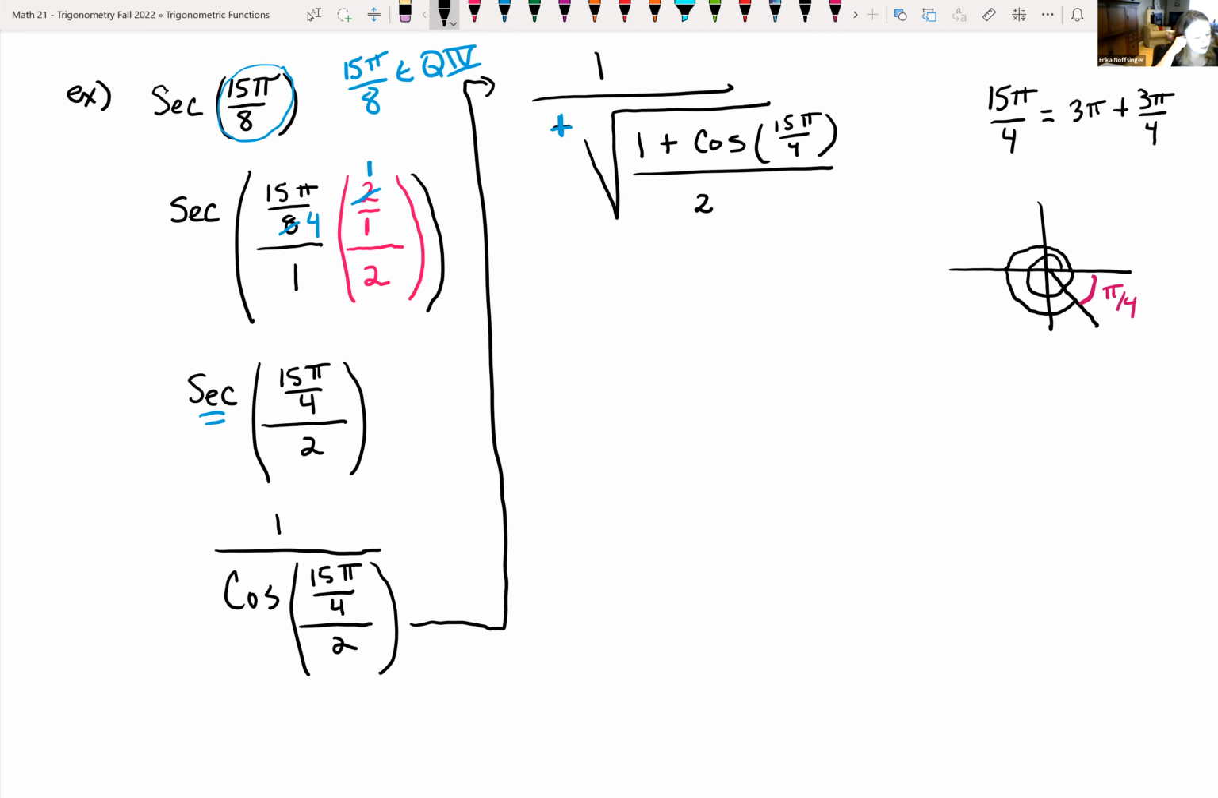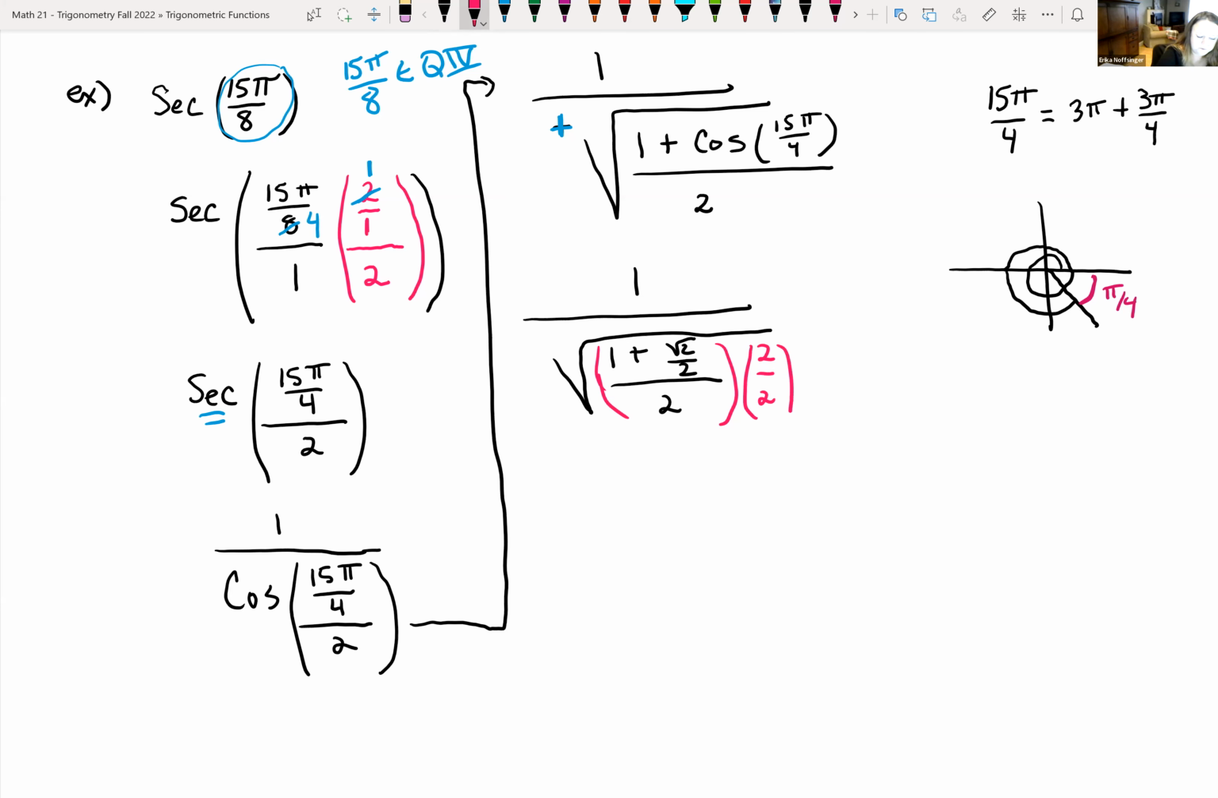Okay, so now we can continue to evaluate. So we have 1 all over the square root of 1 plus cosine of reference angle pi fourths, that's root 2 over 2. We're in quadrant 4, cosine is positive. So plus root 2 over 2, all over 2. So clearing the fraction underneath the radical, we can multiply by 2 over 2. Distributing that 2 over 2 in the numerator of that fraction gives us 2 plus root 2 all over 4.